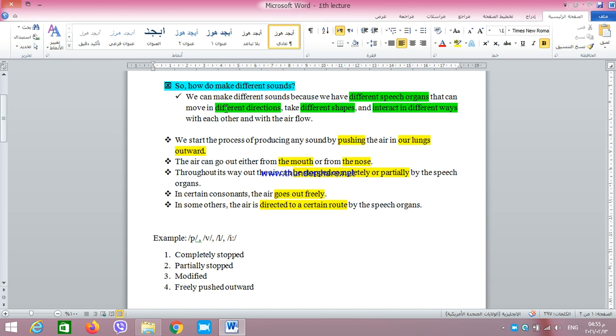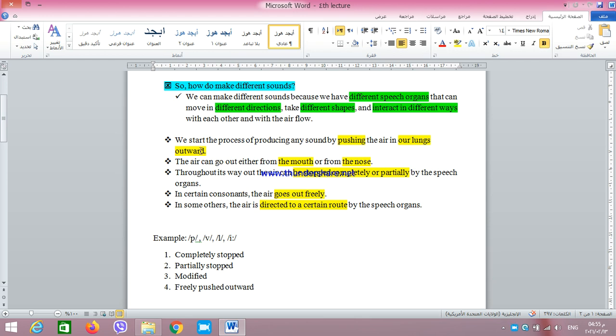Rather than going out through the mouth, it goes out through the nose. So this is how to imagine the variations we have in the sounds. We have different sounds because we have different speech organs. They can take different directions, different shapes.